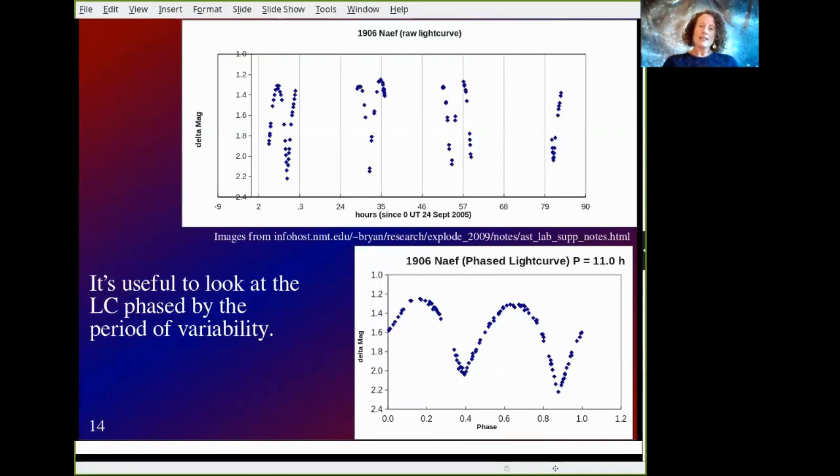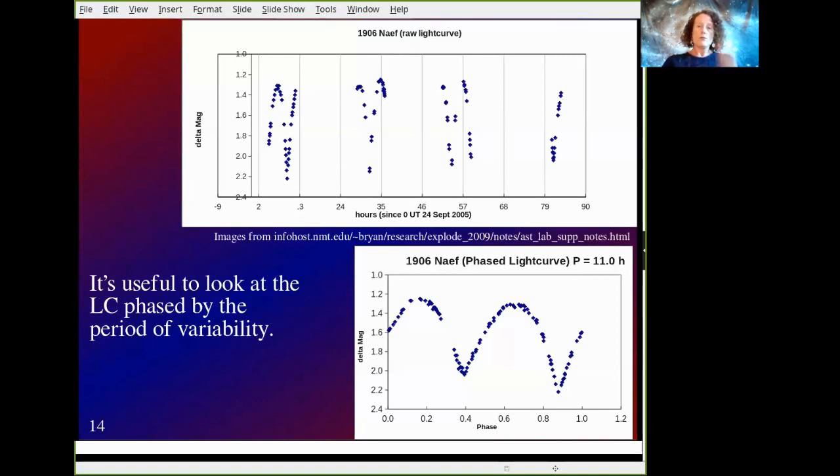What you can see there in the light curve is that there are gaps. Now, why are there gaps? Well, daytime, first of all. And second of all, probably weather. Or if you have to share the telescope with other astronomers, you'll have gaps for that as well. If you were looking at the raw light curve there at the top for this asteroid, it would be difficult to tell what the rotation period of it was because of the gaps.